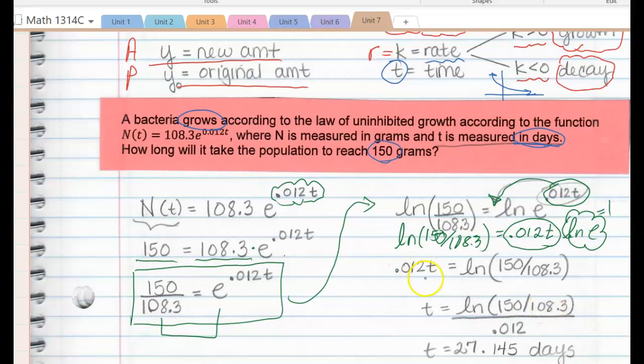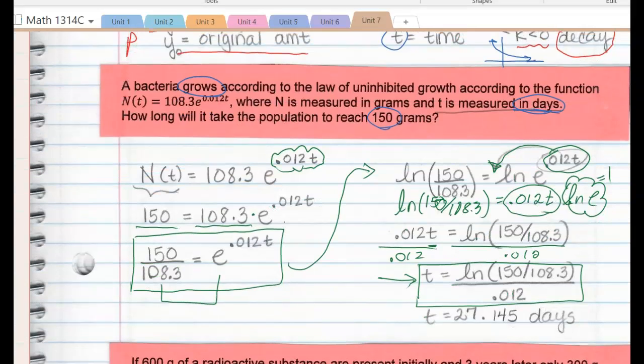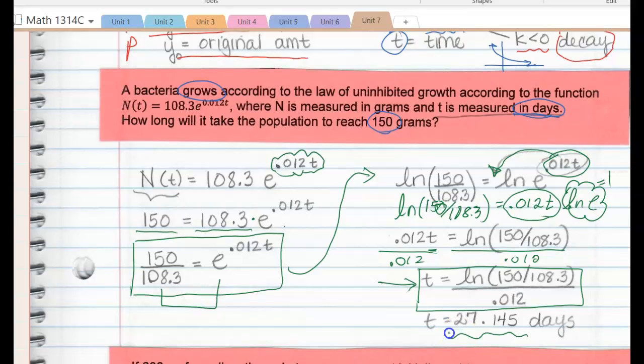Last thing we need to do is to get t by itself, so I'm going to divide both sides by 0.012. And again, I want to remind you that we can leave it in this exact form. If we wanted to get an approximation, we can use our calculator and input this into the calculator and find that it's going to take a little bit more than 27 days to get to that amount of bacteria.